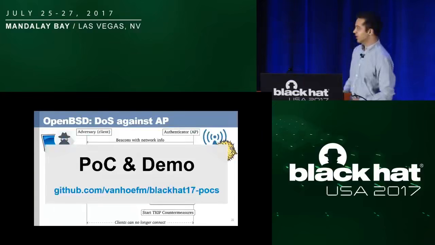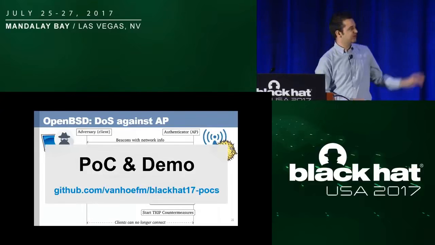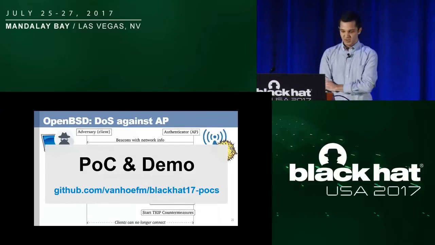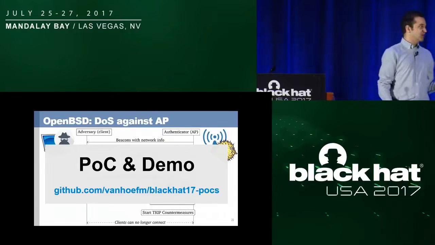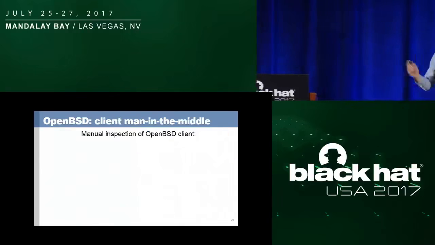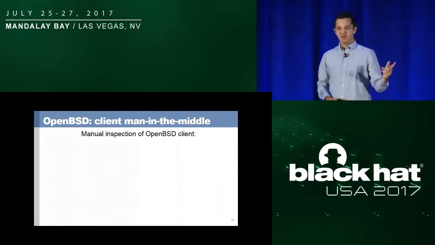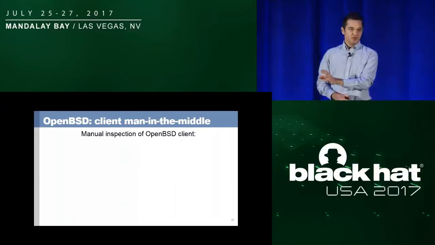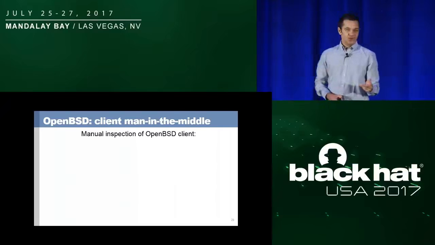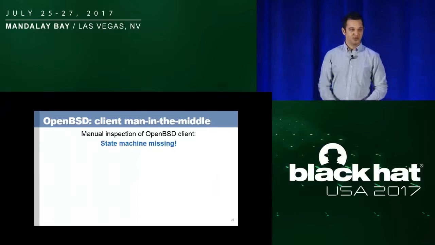Okay, so you can download the proof of concept code online, and I will also put a video of this online as well. Okay, so let's continue with the second attack. This attack, in my opinion, is really the most interesting one. Namely, we found a man-in-the-middle attack against an OpenBSD client. So after observing this issue in the OpenBSD access point, we inspected the source code, and we found that the client has a much worse issue. Namely, it's simply missing the complete state machine of the protocol.